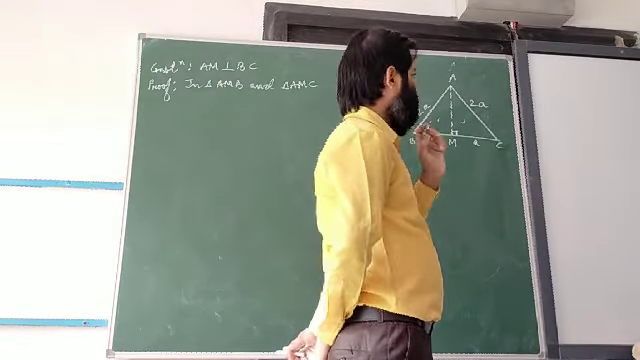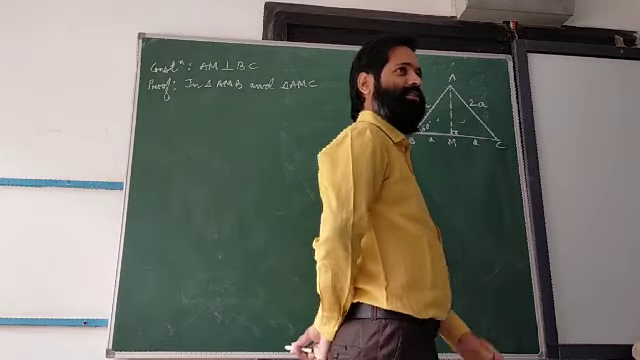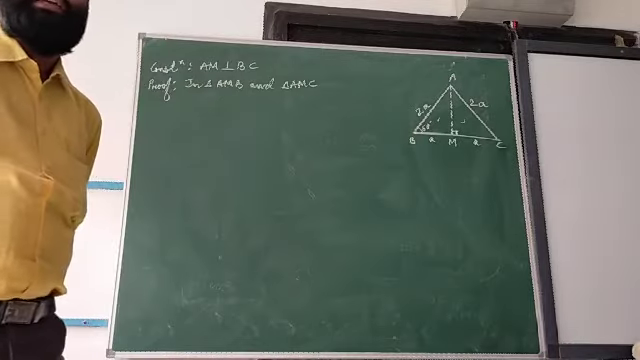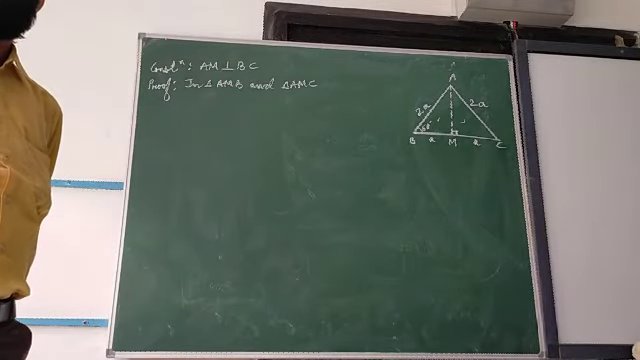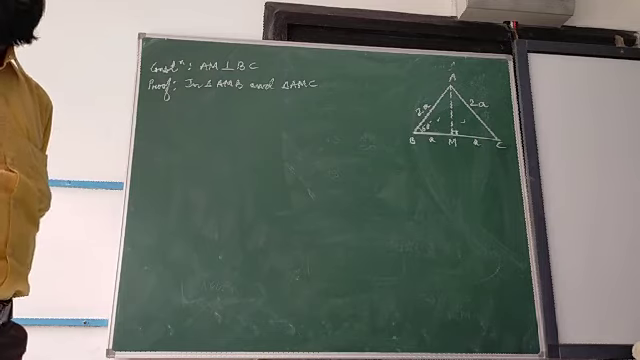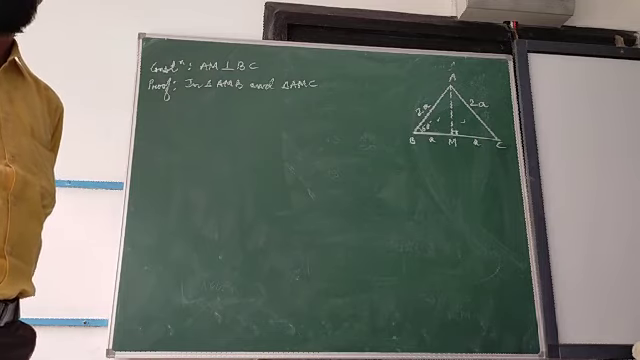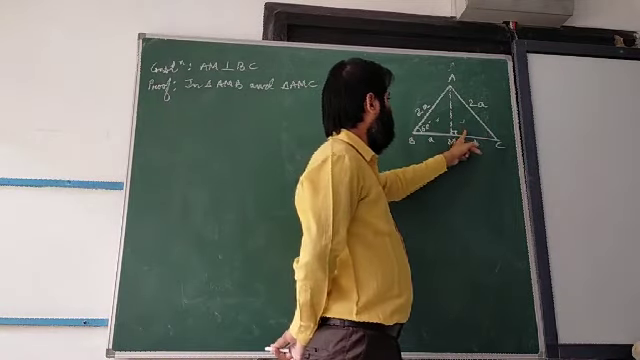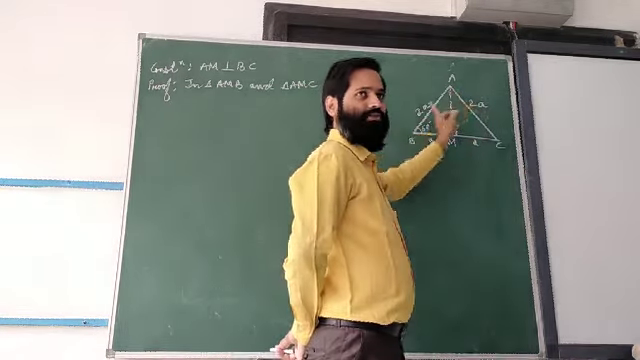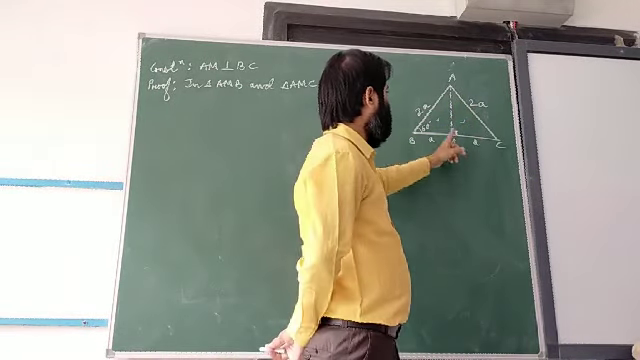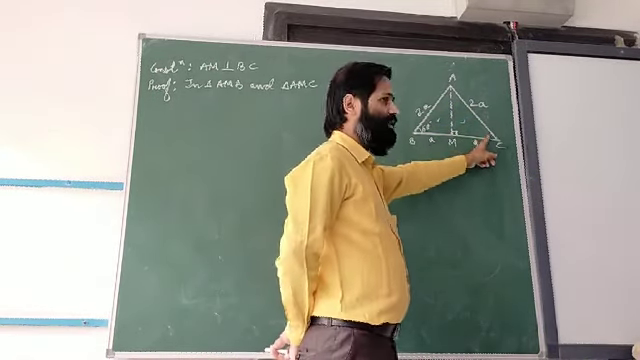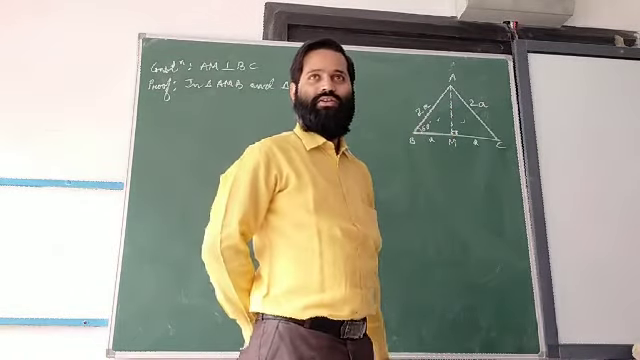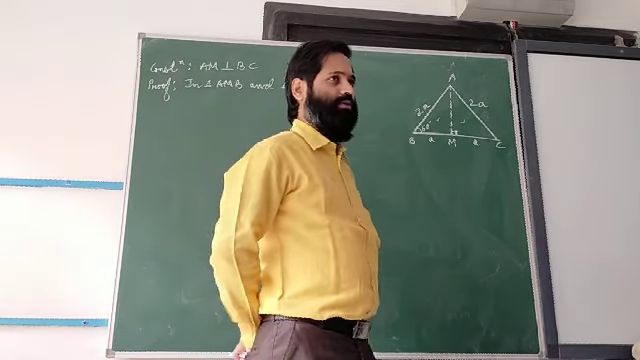Side angle side? Sit down. It cannot be side angle side. It can be RHS or angle side. It can be by angle side. This angle and this angle are equal. These two angles are 90 degrees. You can take this side as common. So angle angle side. Or you can take this angle and this angle, and this side and this side. So again angle angle side. So by these two criteria only you can say that these two triangles are congruent.